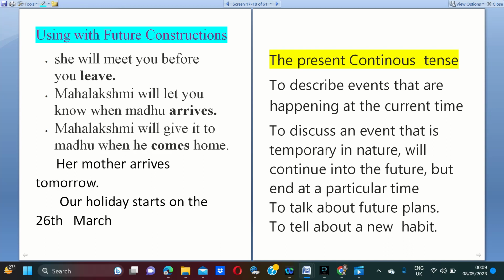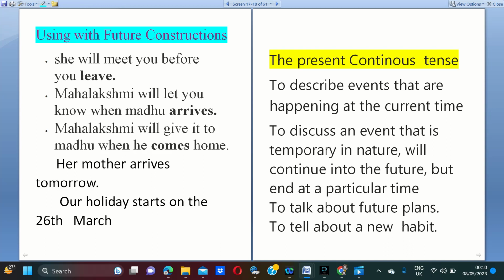Next subdivision of present tense is the present continuous tense. Continuous tense talks about events that are happening at the current time of the speech. Here, there are two conditions under present continuous tense. Present continuous tense talks about actions which are happening at the time of speech.